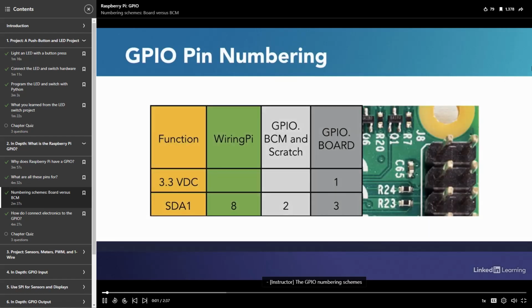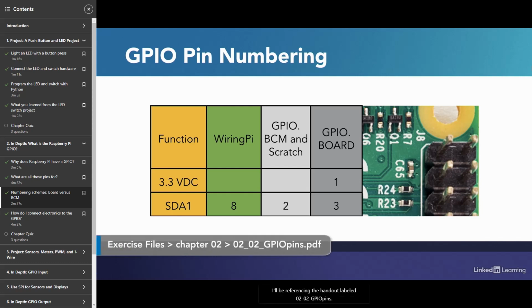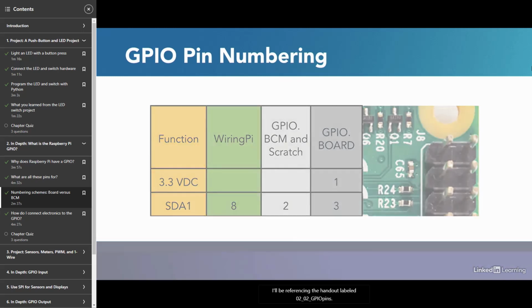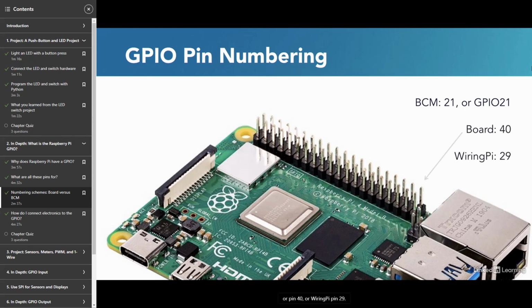The GPIO numbering schemes are possibly the most confusing part of the Raspberry Pi GPIO. There are 3 ways to describe pins: Wiring Pi, BCM, and board. I'll be referencing the handout labeled 0202 GPIO pins. Here's an example. The top right pin of the GPIO can be described as BCM pin 21, GPIO 21, board pin 40, or wiring Pi pin 29. So let's spend a bit of time understanding these different numbering schemes.